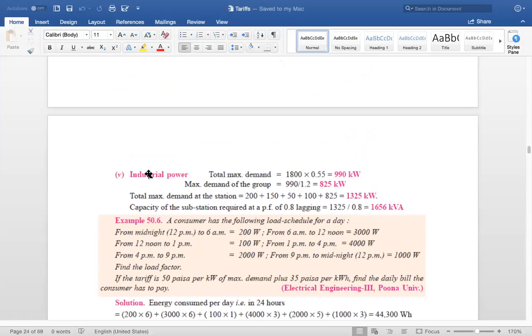So industrial power is maximum demand is 1,800 times 0.55, which gives us 990 kilowatt. The maximum demand of the group is 990 divided by 1.2, which is 825. So total maximum demand on the station is 200 plus 150 plus 50 plus 100 plus 825, which gives us 1,325 kilowatt. The capacity of this substation required at a power factor of 0.8 lagging is that divided by 0.8, which gives us 1656 kVA.